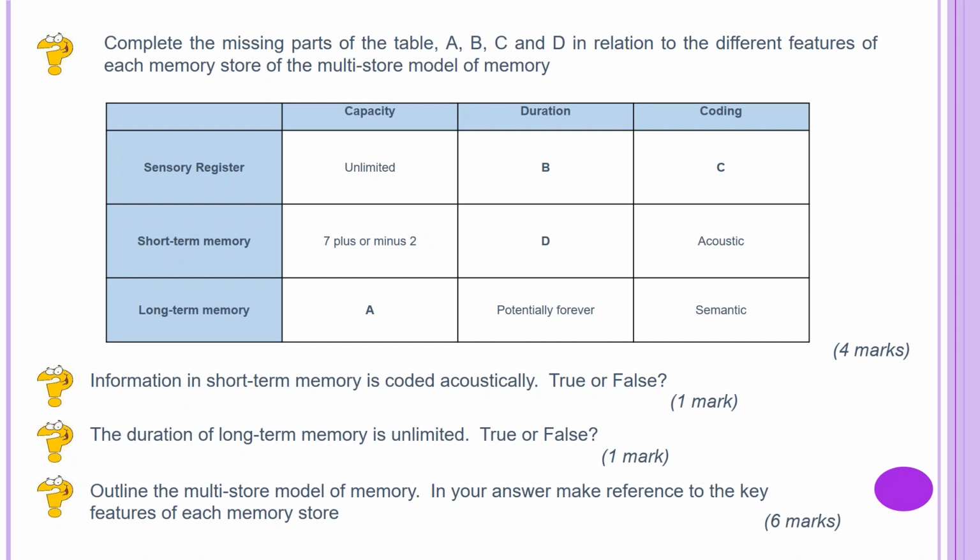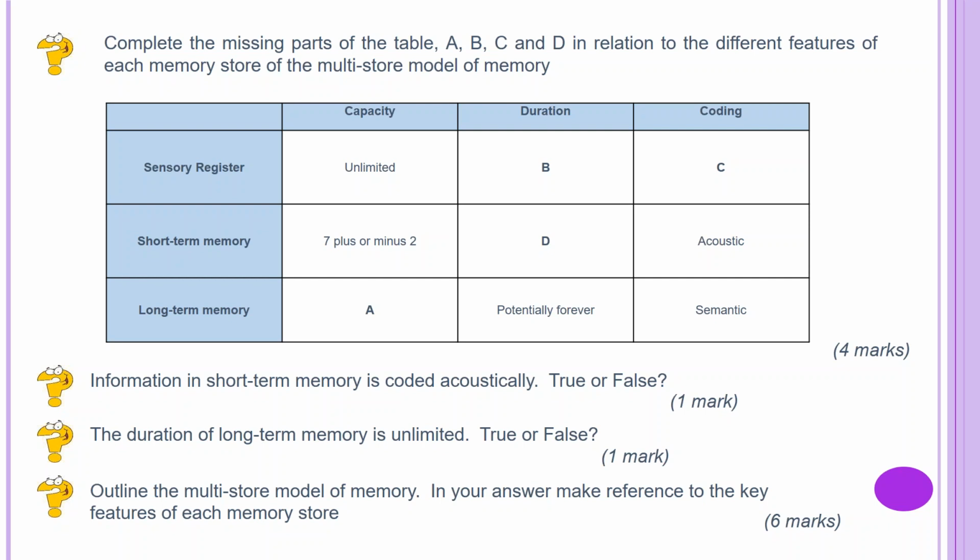Your answer should be somewhere along the lines of Atkinson and Shiffrin in 1968 claimed that memory is like an information processing system where data flows in a linear direction through 3 distinct structures. Firstly, the sensory register, SR, then through attention to short-term memory, and through rehearsal to long-term memory. These stores differ in terms of 3 important features. Firstly, coding. This is creating a memory trace that can be processed by the store.